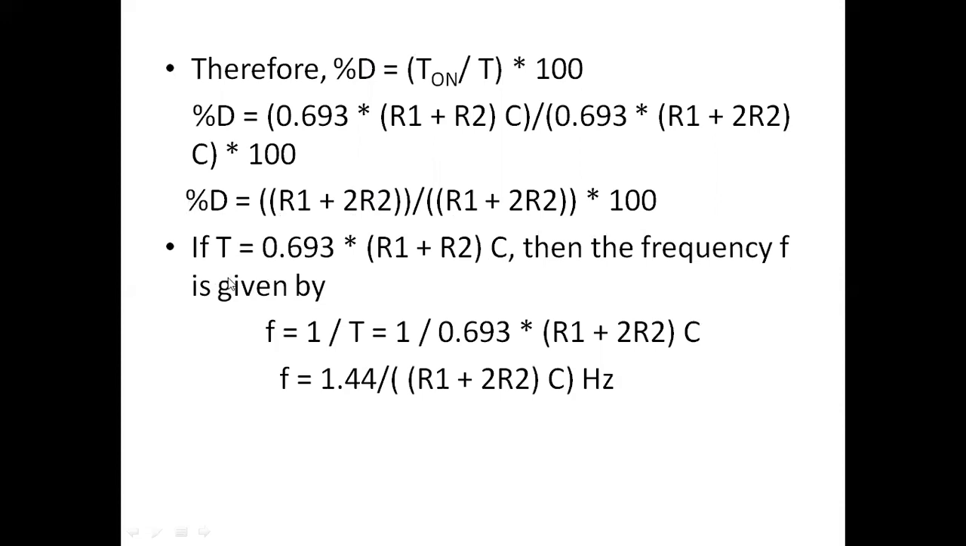And next, if T is the total time period, 0.693 into (R1 + 2R2) into C, then what is the frequency? Frequency is the inverse of time period, that is F is equal to 1 by T, that is 1 by 0.693 into (R1 + 2R2) into C. Finally, we get the frequency as 1.44 by (R1 + 2R2) into C, in hertz. So F, the frequency of an astable multivibrator, is equal to 1.44 by (R1 + 2R2) into C.